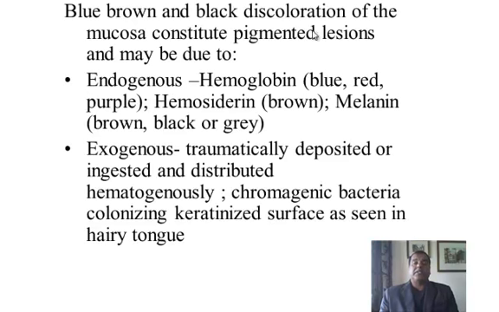Blue, brown or black discolorations of mucosa constitute pigmented lesions and may be due to endogenous causes, such as hemoglobin, which can present blue, red or purple, hemosiderin, which presents as a brown discoloration, and melanin, which can be brown, black or grey. Exogenous causes may be traumatically deposited or ingested and then distributed hematogenously. Chromogenic bacteria colonizing keratinized surface is also a cause, as seen in the case of a hairy tongue.